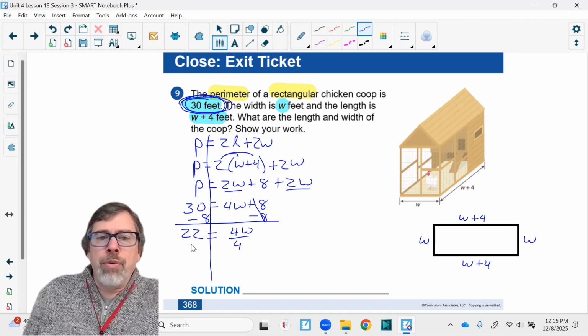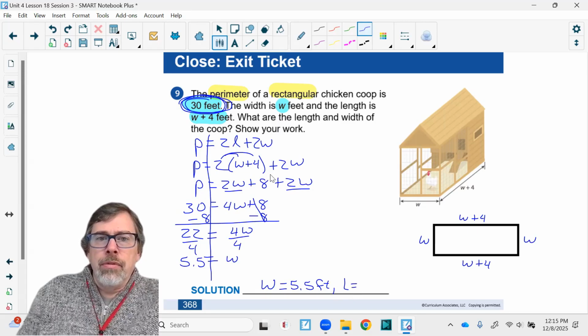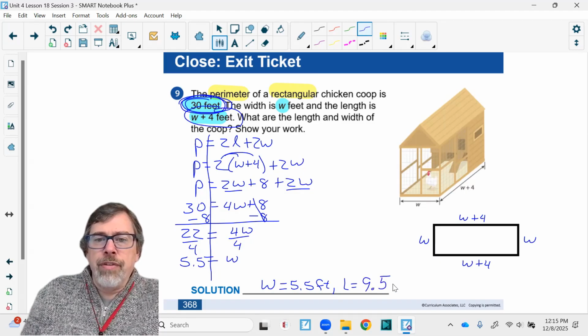Divide both sides by 4, and we get W equals 5.5. So W equals 5.5 feet, comma, L, or length, equals, and the length is W plus 4. Well, 5.5 plus 4 is 9.5 feet.